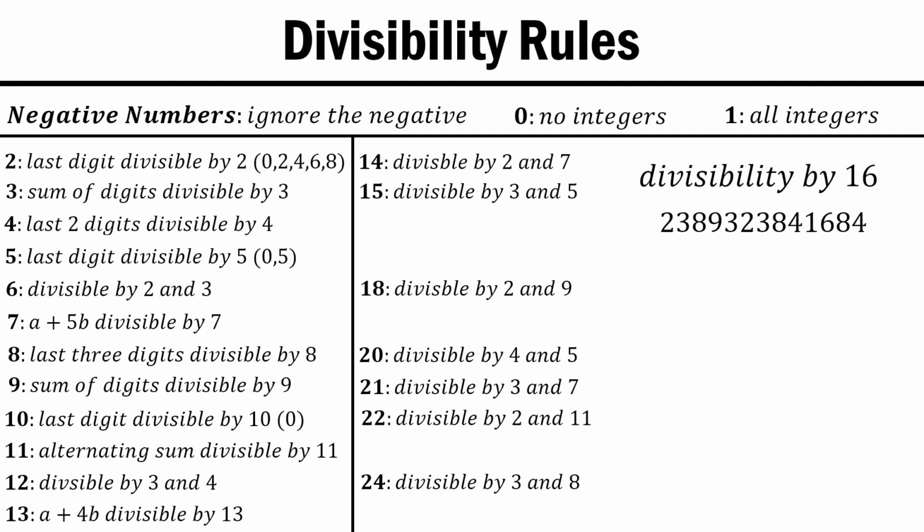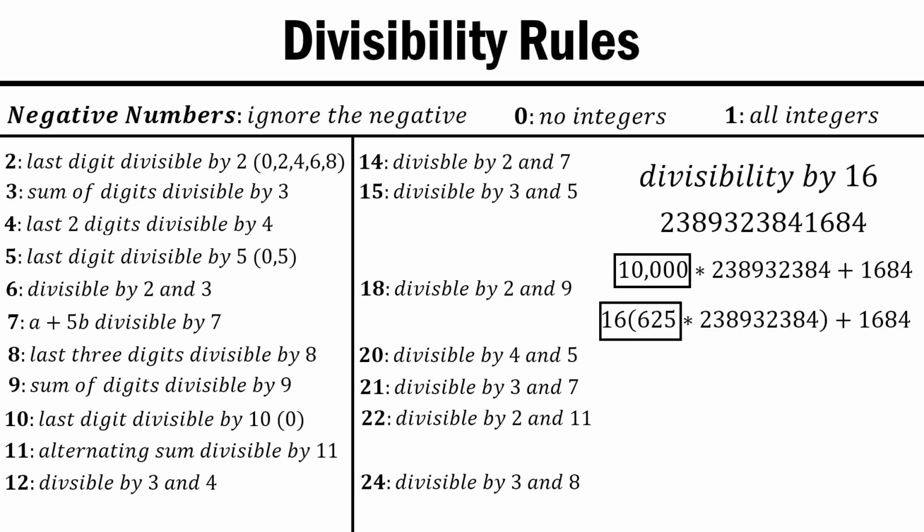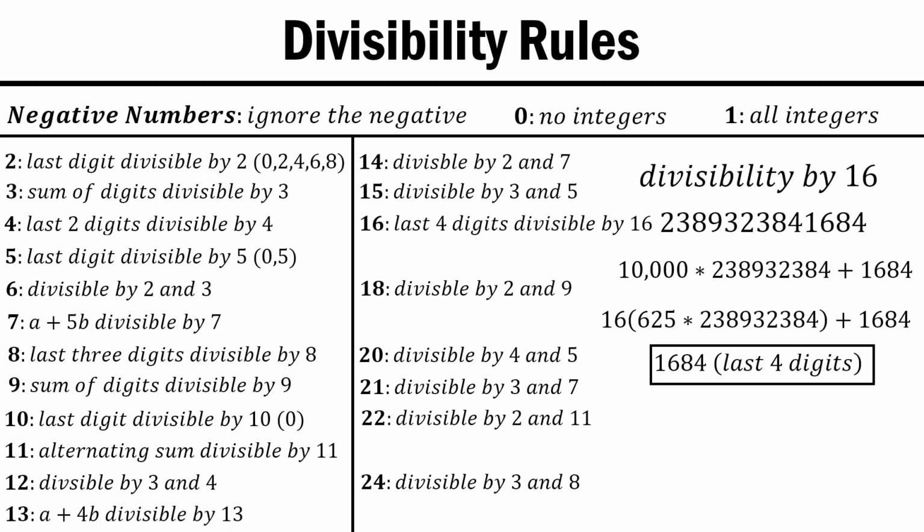Next up we have 16, which, as another power of 2, requires an even bigger power of 10 to check divisibility. Taking b as the last 4 digits this time, we represent our number as 10,000 times a long string of digits, plus the last 4 digits, 1684. 10,000 is divisible by 16, so we only have to check 1684.